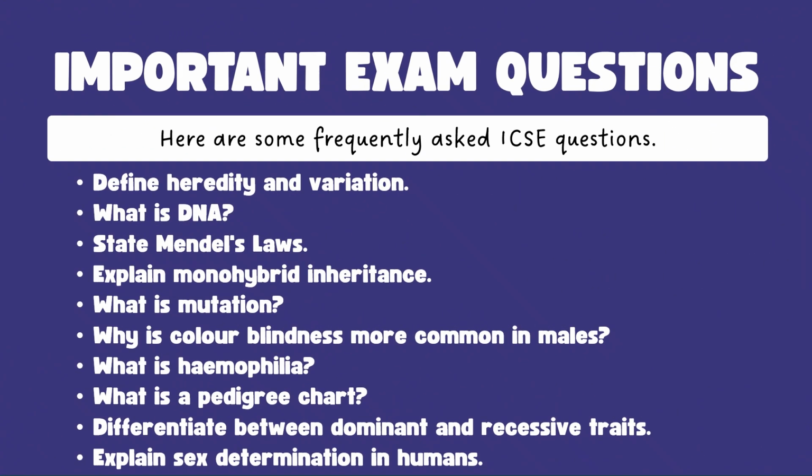Important exam questions. Here are some frequently asked ICSE questions. Define heredity and variation. What is DNA? State Mendel's laws. Explain monohybrid inheritance. What is mutation? Why is color blindness more common in males? What is hemophilia? What is a pedigree chart? Differentiate between dominant and recessive traits. Explain sex determination in humans.